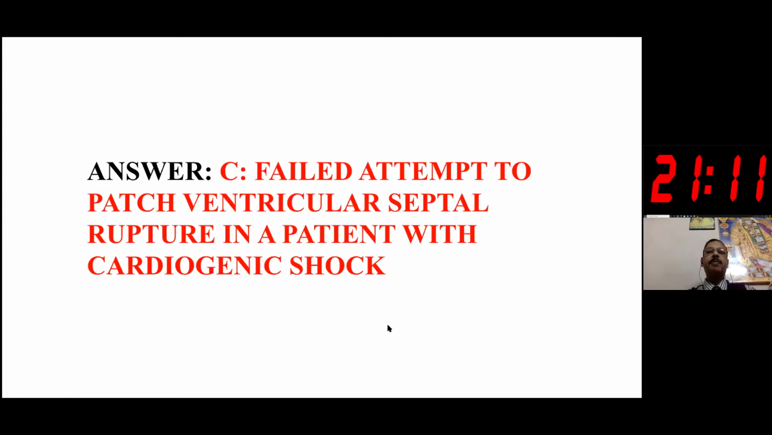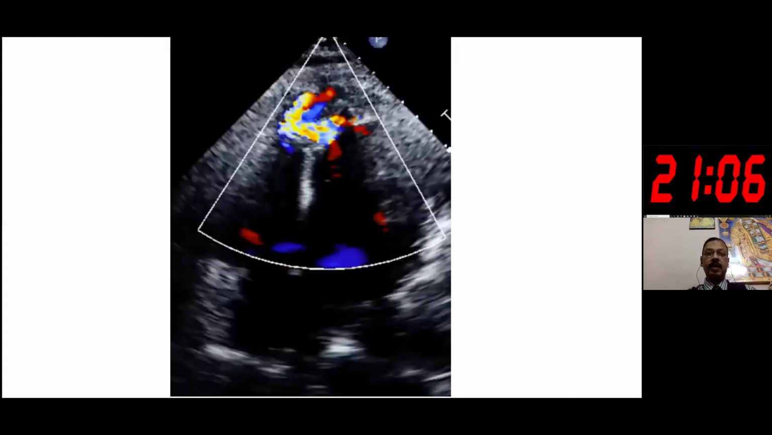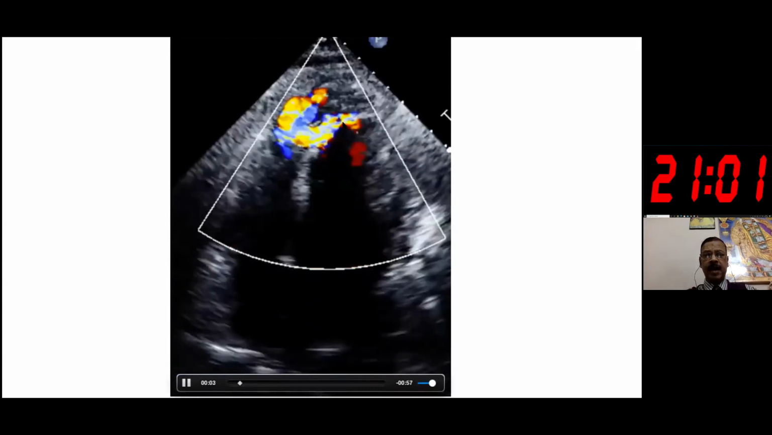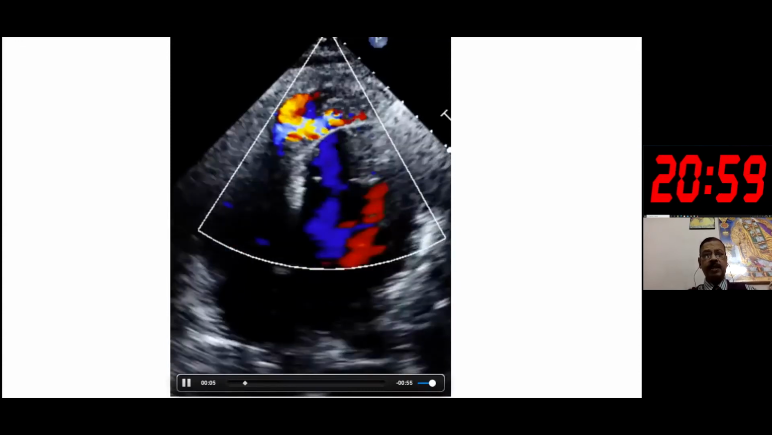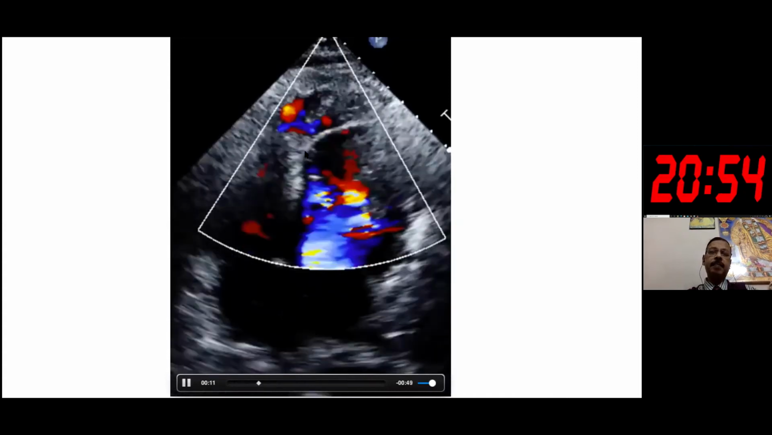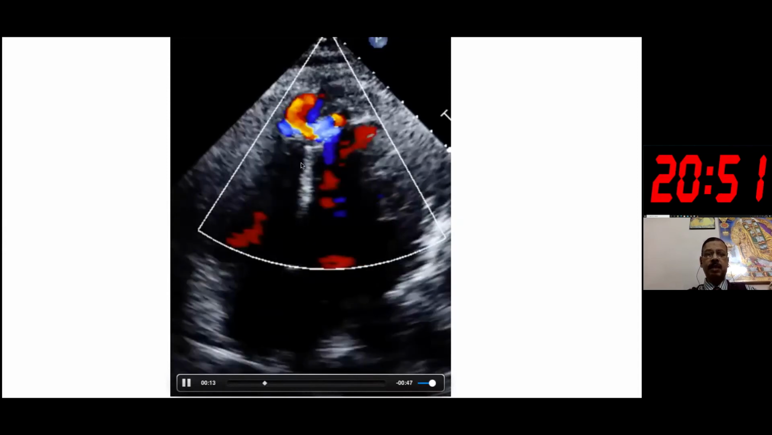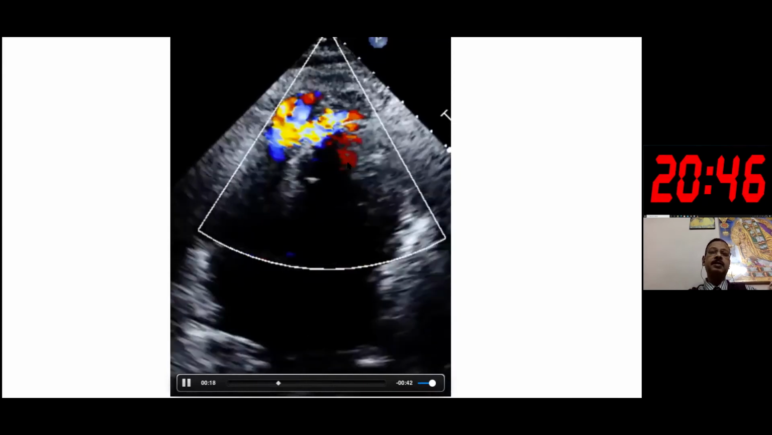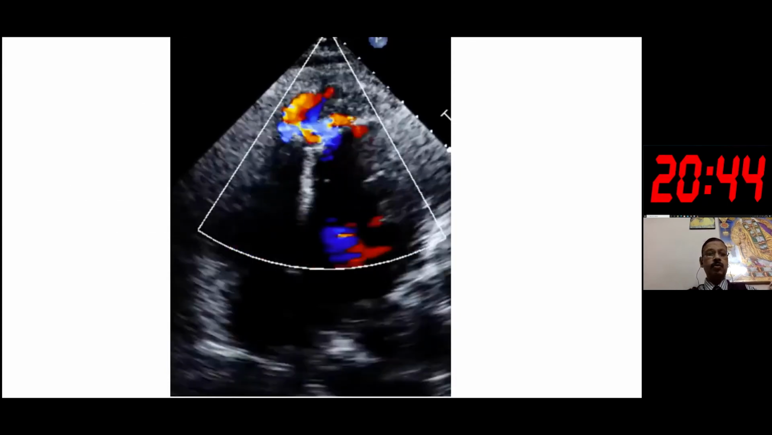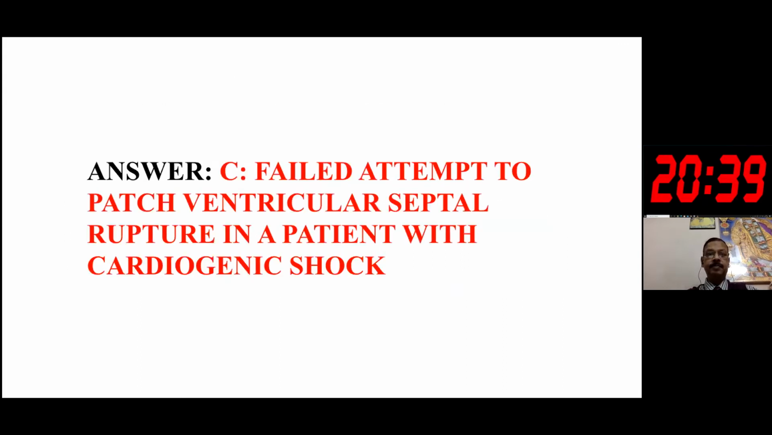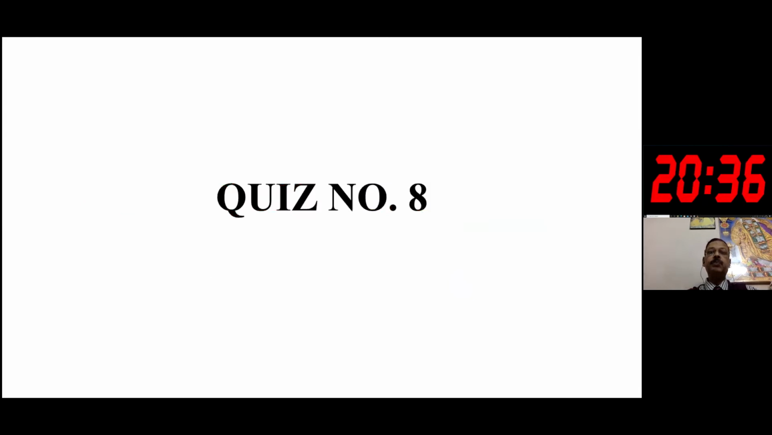It is a failed attempt to patch a ventricular septal rupture in a patient with cardiogenic shock. See, you can see the patch. A large patch was given, but it is a failed attempt. Still there is a ventricular septal defect. Up to this is muscle. This is after the ventricular septal rupture. A patch graft was placed, but it is not up to the mark, and still there is a VSD. So it is a failed patch for VSR. C is correct. Now, quiz number 8.